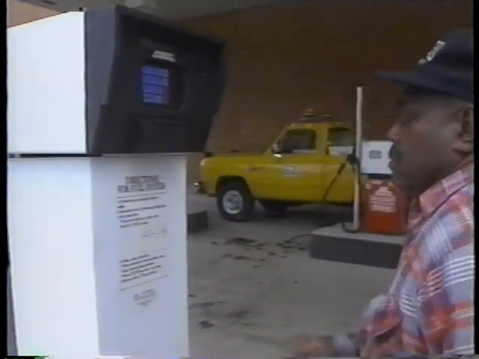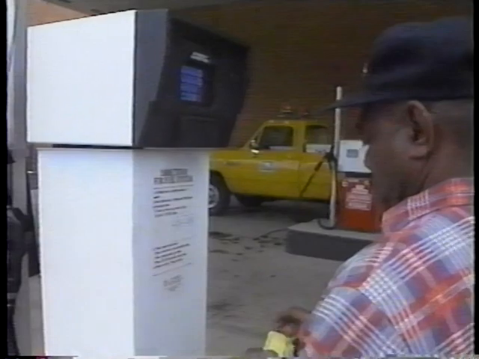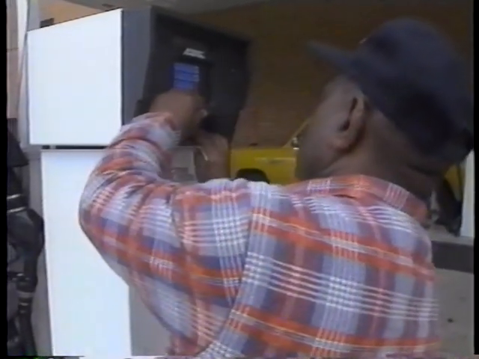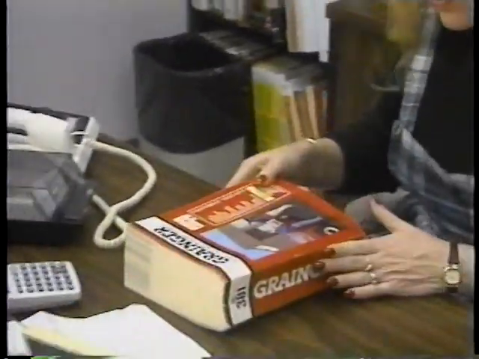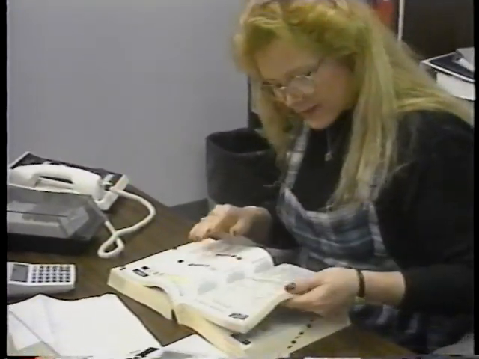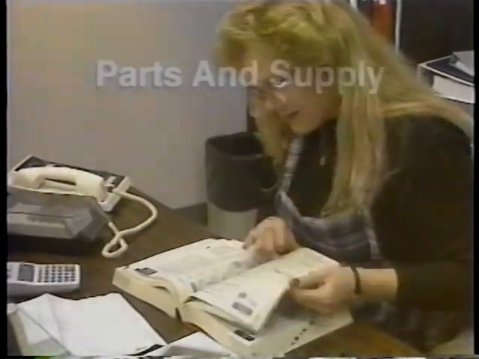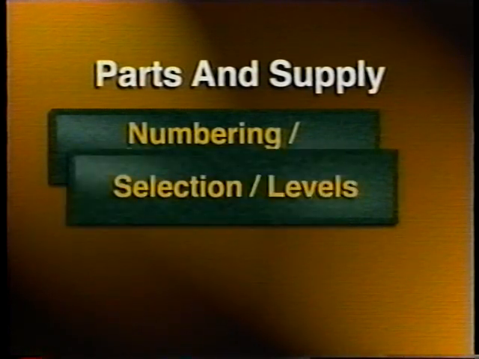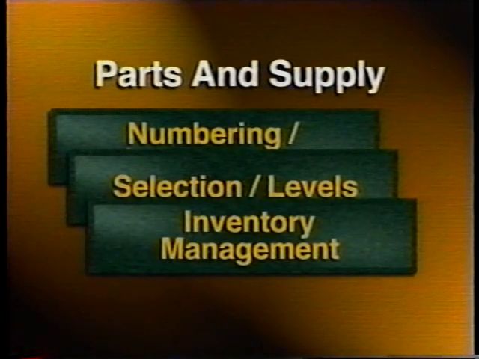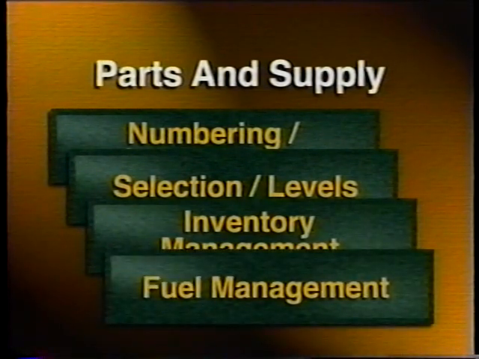The two objectives, to minimize downtime and inventory costs, are obviously in conflict. The challenge of parts and supplies management is to balance downtime and inventory costs. There are four major elements of the parts and supply management system: stock numbering and classification, stock selection and stock levels, inventory management, and fuel management.